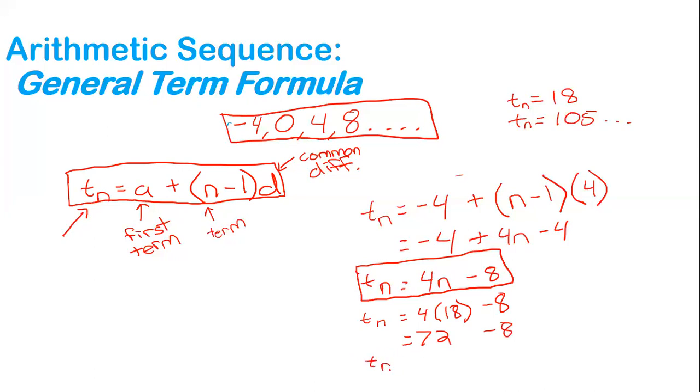So t sub n is equal to 64. So our 18th term would be 64. Great, so that's the general term formula. What about the recursive term formula?